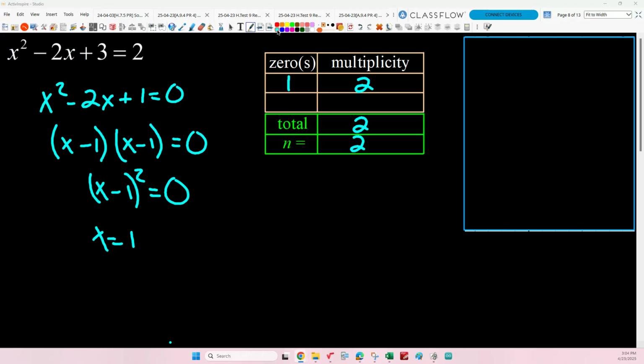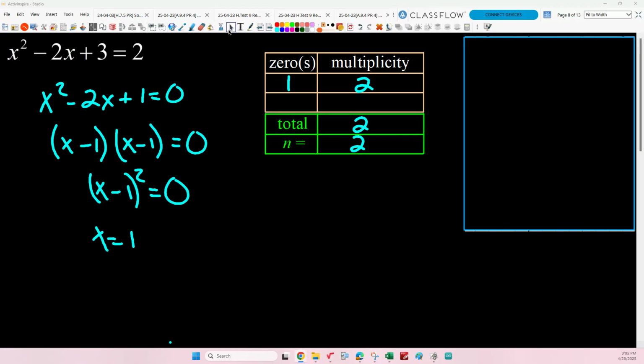Okay, what do you think the graph looks like for this one? It's not going to be a straight line. It's still going to be like a U. Why is it multiplicity 2? Because we have it twice. Oh, okay. And then that makes the total 2, n equals 2 as well.